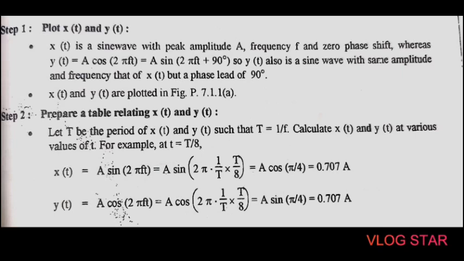So A sin 2 pi into 1 by T. The value of f is nothing but 1 by T, the reciprocal of the time period. So we can write f is equal to 1 by T, into the value of t, which is equal to T by 8.